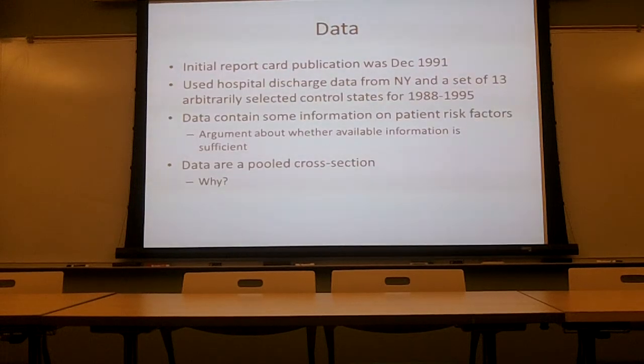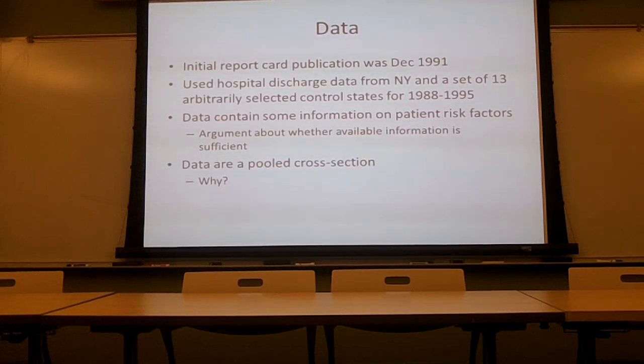So what do they use to actually analyze these data? Well, the report card came out in December of '91, so they need data before and after. So they used my good friend hospital discharge data from the state of New York, and they also got a set of 13 arbitrarily selected control states for the 8-year period from 88 to 95. And as I've said before, these hospital discharge data are pretty good about information on patient risk factors, at least coded with ICD-9 diagnosis codes.